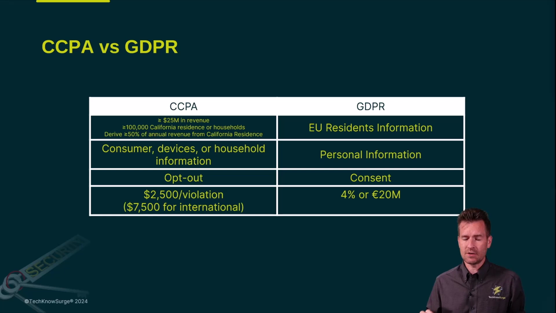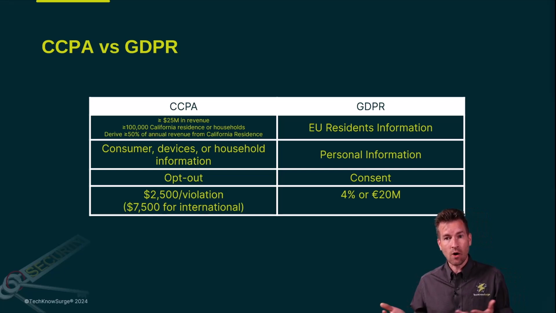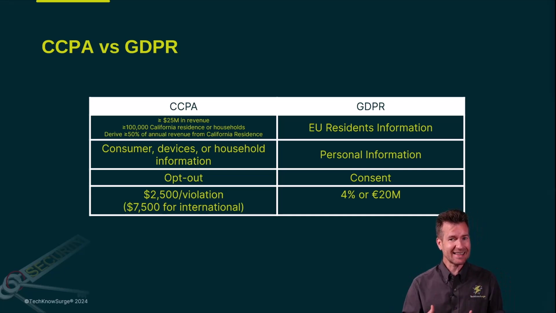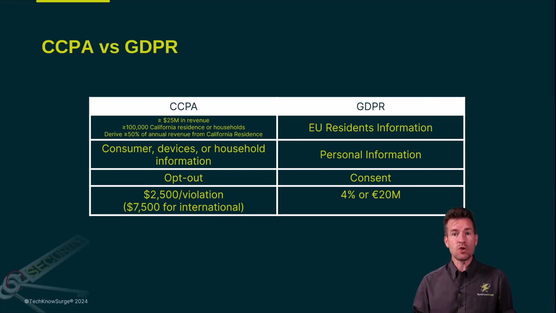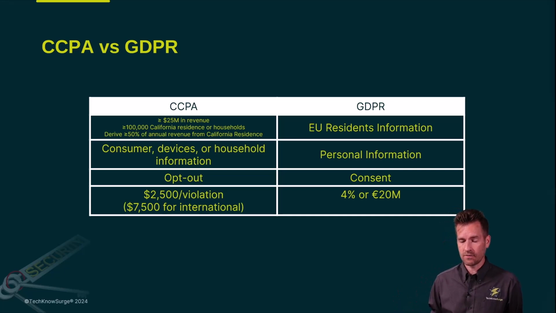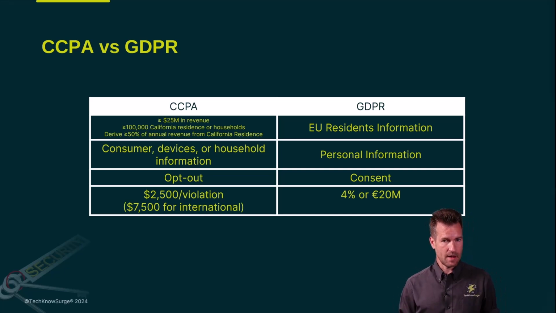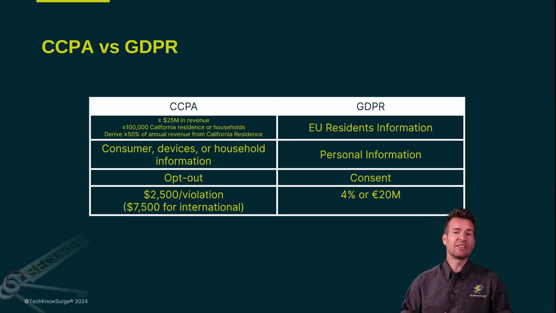Another difference between the two is the model for opt-out or consent. CCPA uses an opt-out model. That means that they have the right to collect the information from you, but you can opt out and say, I want you to delete the information and not collect any more information from me. Versus GDPR, which uses a consent model. Before they can even collect information about you, you have to give them consent to collect that information.